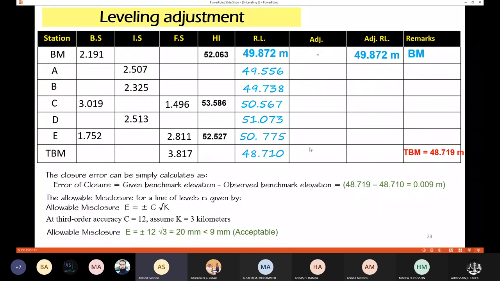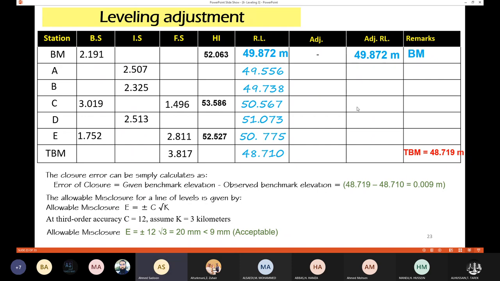If it's acceptable, then I'm going to start the adjustment process. In the adjustment process, two columns should be created. The first column we call adjustment, and the second column we call adjusted reduced level. Of course, for the first value, we're not going to have an adjustment because this one is a benchmark. So in the first row, the adjusted reduced level is going to be the same as the reduced level, which is the benchmark. The adjustment is going to start from the second row.